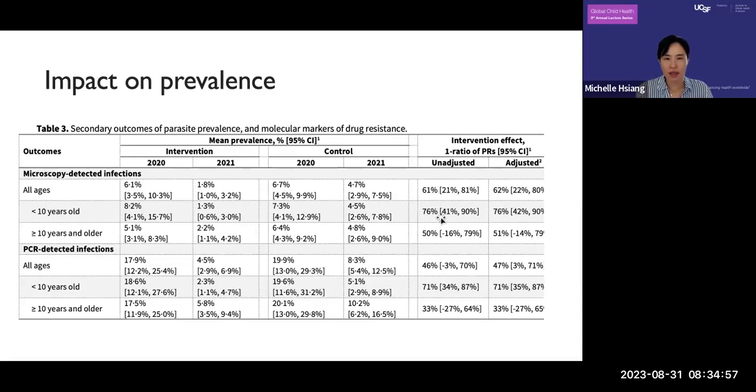Let's see, and then similar trends. So for the prevalence, actually, it's opposite. We saw a larger effect in the younger age group than the older age group.